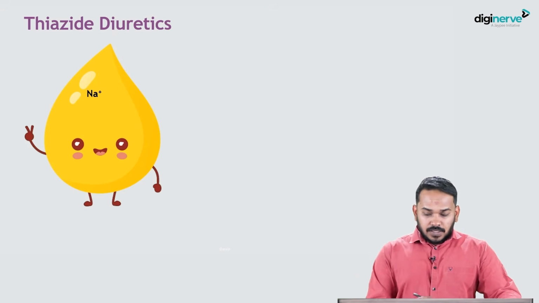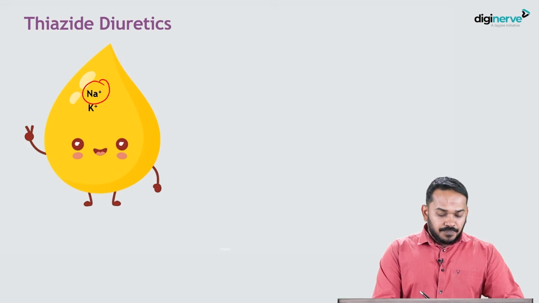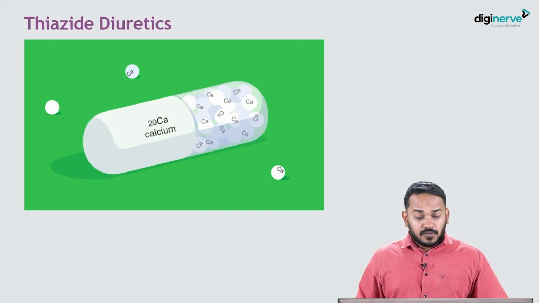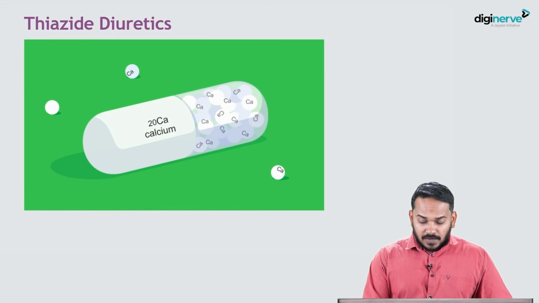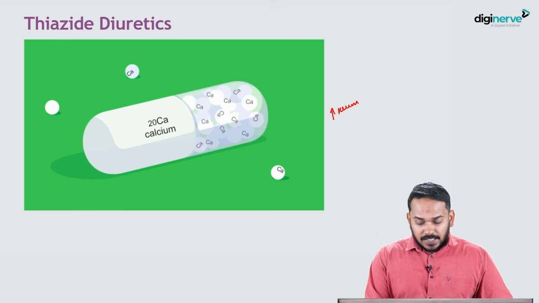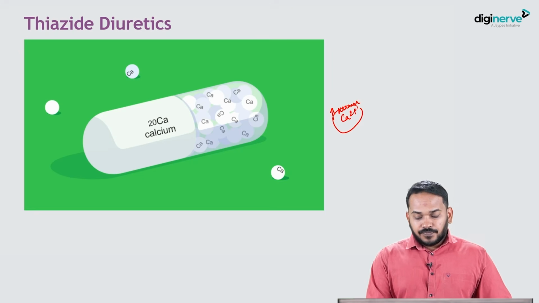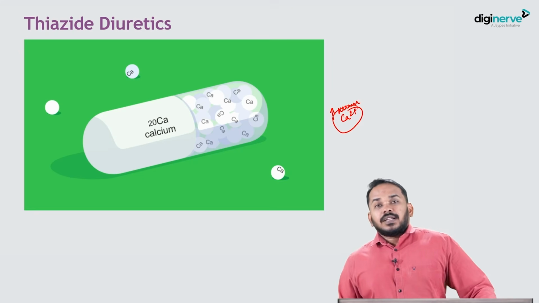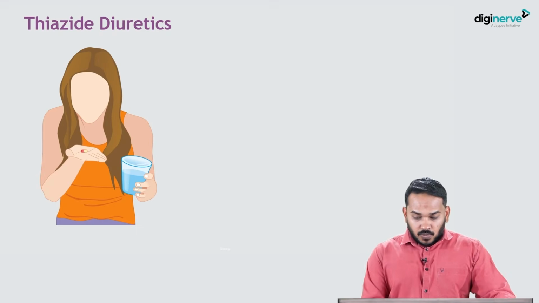They increase the urinary excretion of sodium and potassium. So if you remember, thiazides increase the reabsorption of calcium from the distal convoluted tubule. So it is a diuretic that can increase the serum calcium levels. Thiazide diuretics are given orally.